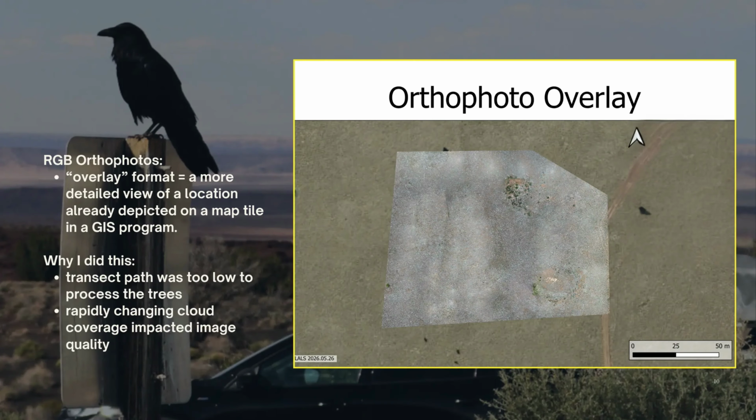RGB means the image has 3 bands of light, red, green, and blue. For this project, my VO, visual observer, and I did a walking survey of the area, and planned out a path to manually fly our drone over this field in the hopes of getting a clearer map of what we suspected was an anthropogenic feature in the landscape.